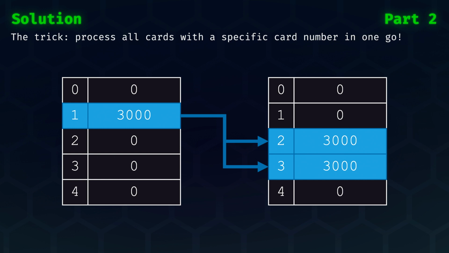Now, the trick for obtaining the next cards efficiently is to not update on a per-card basis, but instead to do all the cards with a certain ID at once. In this example, we only have 3,000 cards with ID 1. Now, suppose that we had 2 winning numbers on this card. Then we would get a copy of card ID 2 and card ID 3. If we would solve per card individually, then we would have to check our winnings and update the cards 3,000 times. So let's batch them together instead.